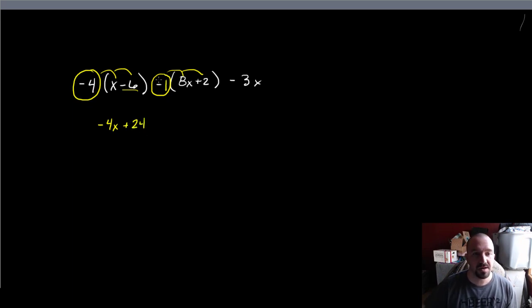Then, negative 1. Notice I'm not putting a sign down. As it turns out, whatever the sign of the number is can also be thought of as the operation. And that has to do with the invertibility of the plus and the minus, whether it's adding a negative or subtracting a positive. Either way. So, negative 1 times 8x is just a negative 8x. Negative 1 times a positive 2 is a negative 2. Notice I'm using the sign as the operator. And then, of course, the rest of this stuff just comes down, minus 3x.